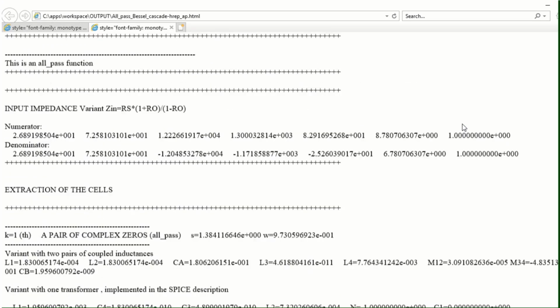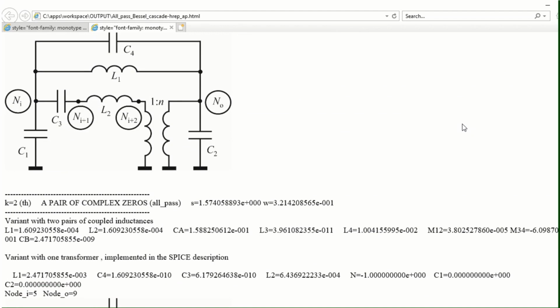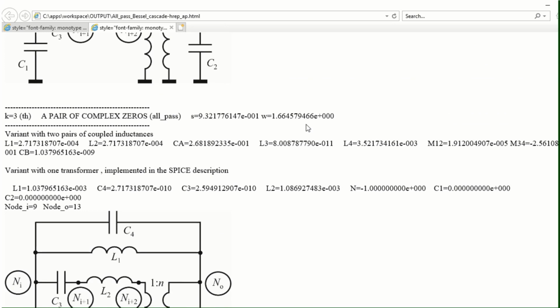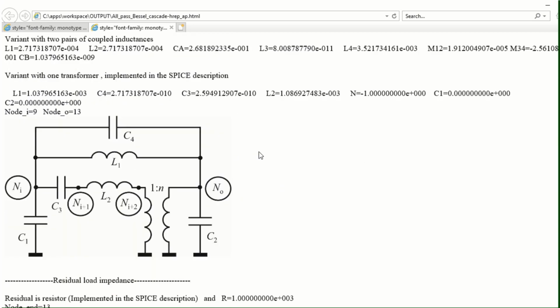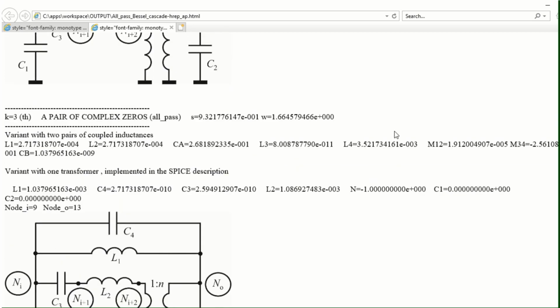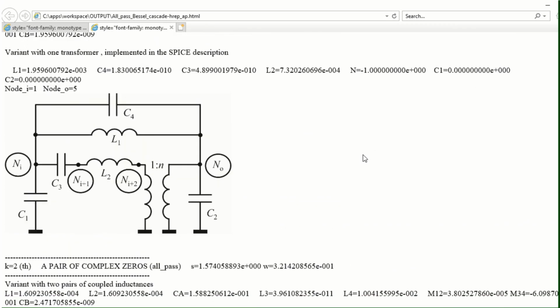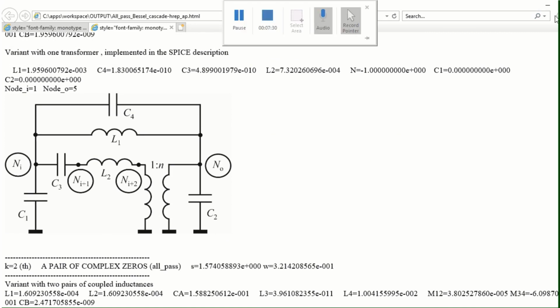So it's sixth order, and there are 3 second order cells which are producing complex transmission zeros. As you can see, a transformer is necessary for this to be run. In general, it may happen that a variant with no transformer may be satisfactory, but that is only in general. In fact, practically always one will need a transformer to do such a cell.